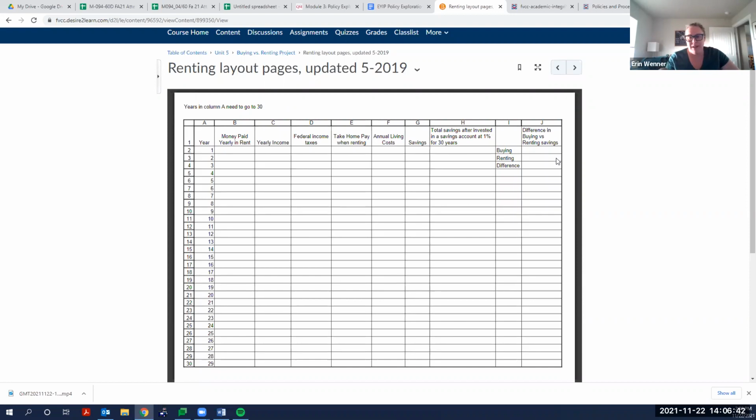Just add a third tab, label it additional questions, easy peasy. Make sure, again, when you submit it, you're submitting the link to your Google Sheet and not a downloaded Excel file, because that makes my life harder. But again, we'll touch on that when we come back from break.